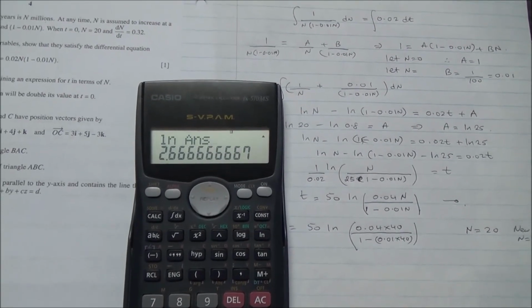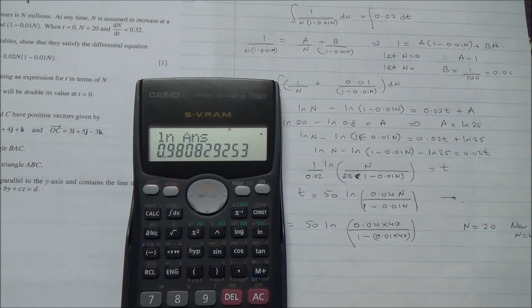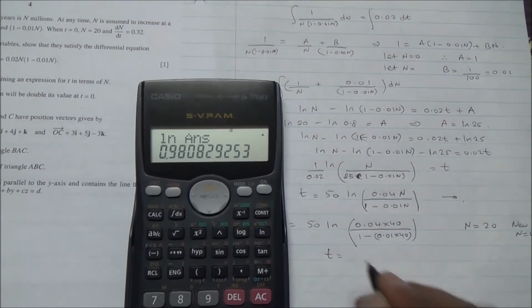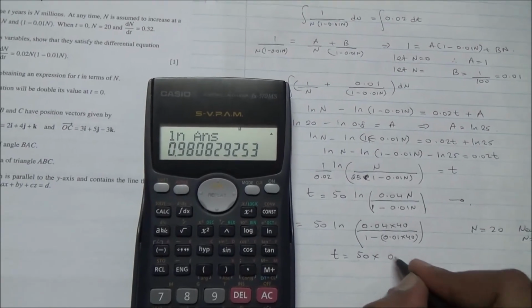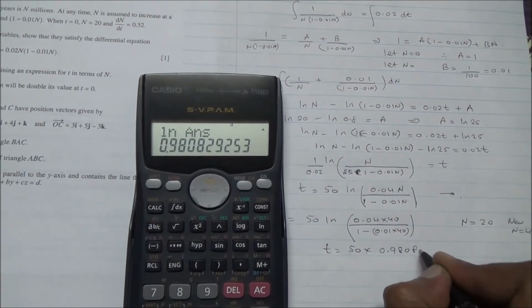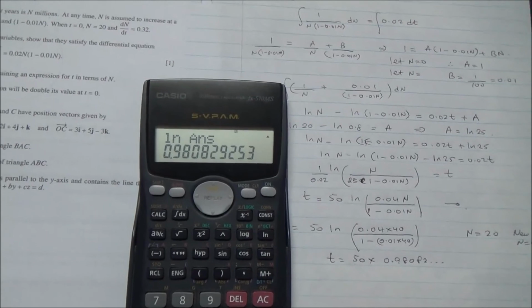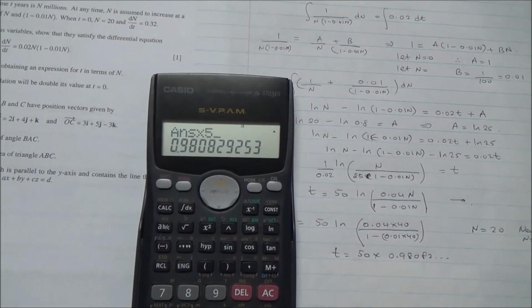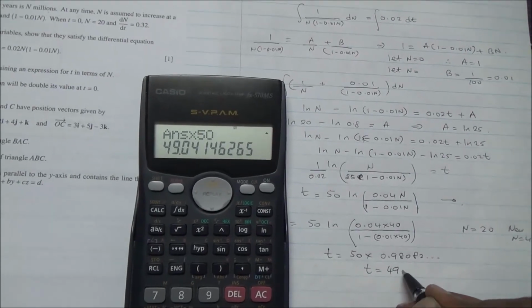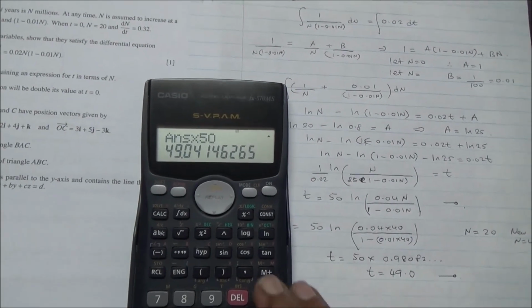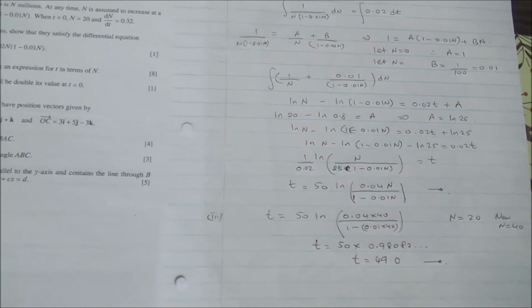ln of that is going to give us 0.98, so t is equal to 50 times 0.98082 and so on. Multiply by 50 and it's going to give you 49. So t is going to be 49.0, and here we are for this question. Take care.